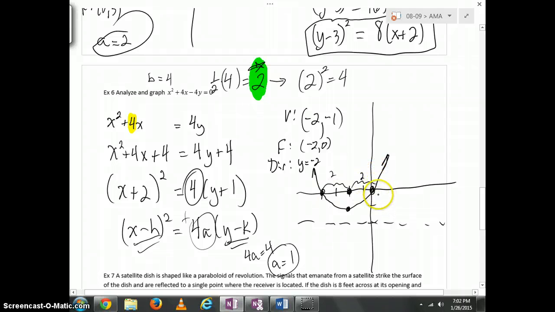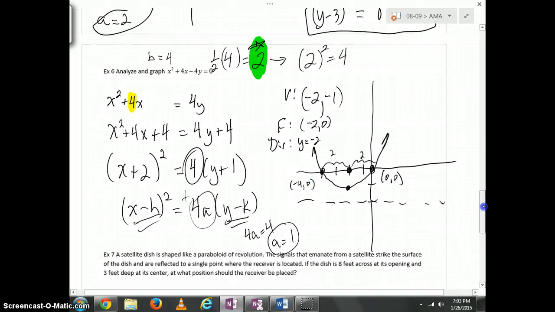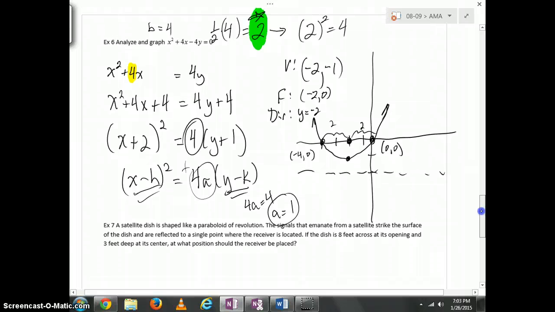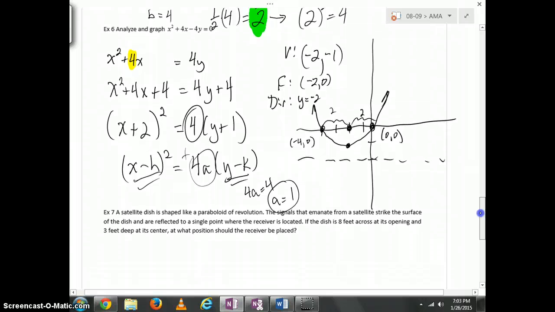If you're ever in doubt if you've done this correctly, check these points. You'd see 0, 0 is on this curve. If I plug 0, 0 into the equation, it should work. Similarly, negative 4, 0 appears to be a point on this parabola. If you were to plug in negative 4 for x, 0 for y, it should make the original equation true. By the way, it does.